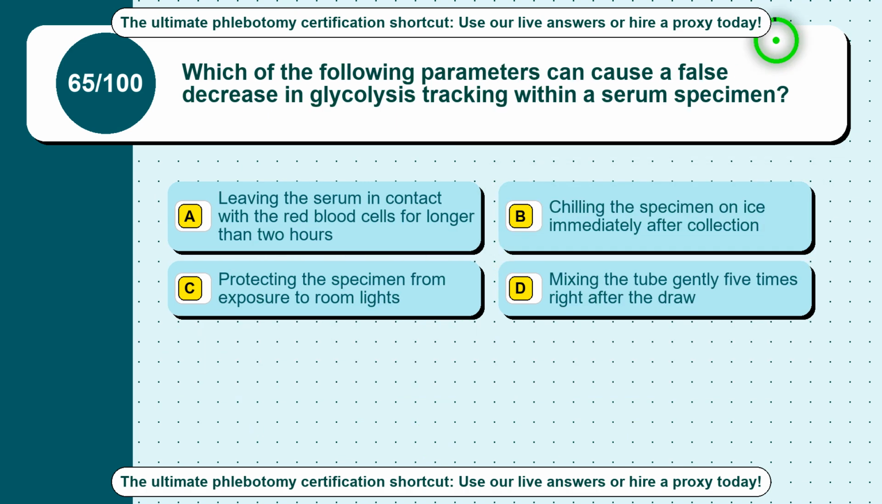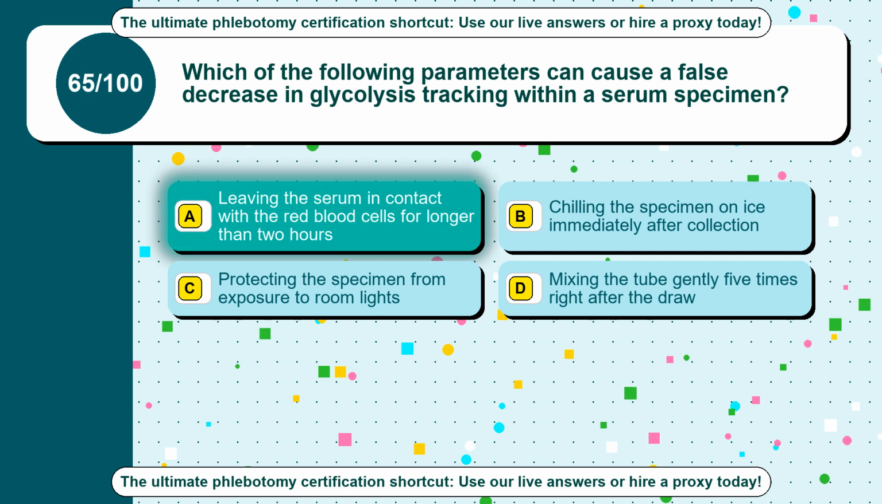Question 65. Which of the following parameters can cause a false decrease in glycolysis tracking within a serum specimen? Option A. Leaving the serum in contact with the red blood cells for longer than 2 hours. Option B. Chilling the specimen on ice immediately after collection. Option C. Protecting the specimen from exposure to room lights. Option D. Mixing the tube gently 5 times right after the draw. The correct answer is option A.